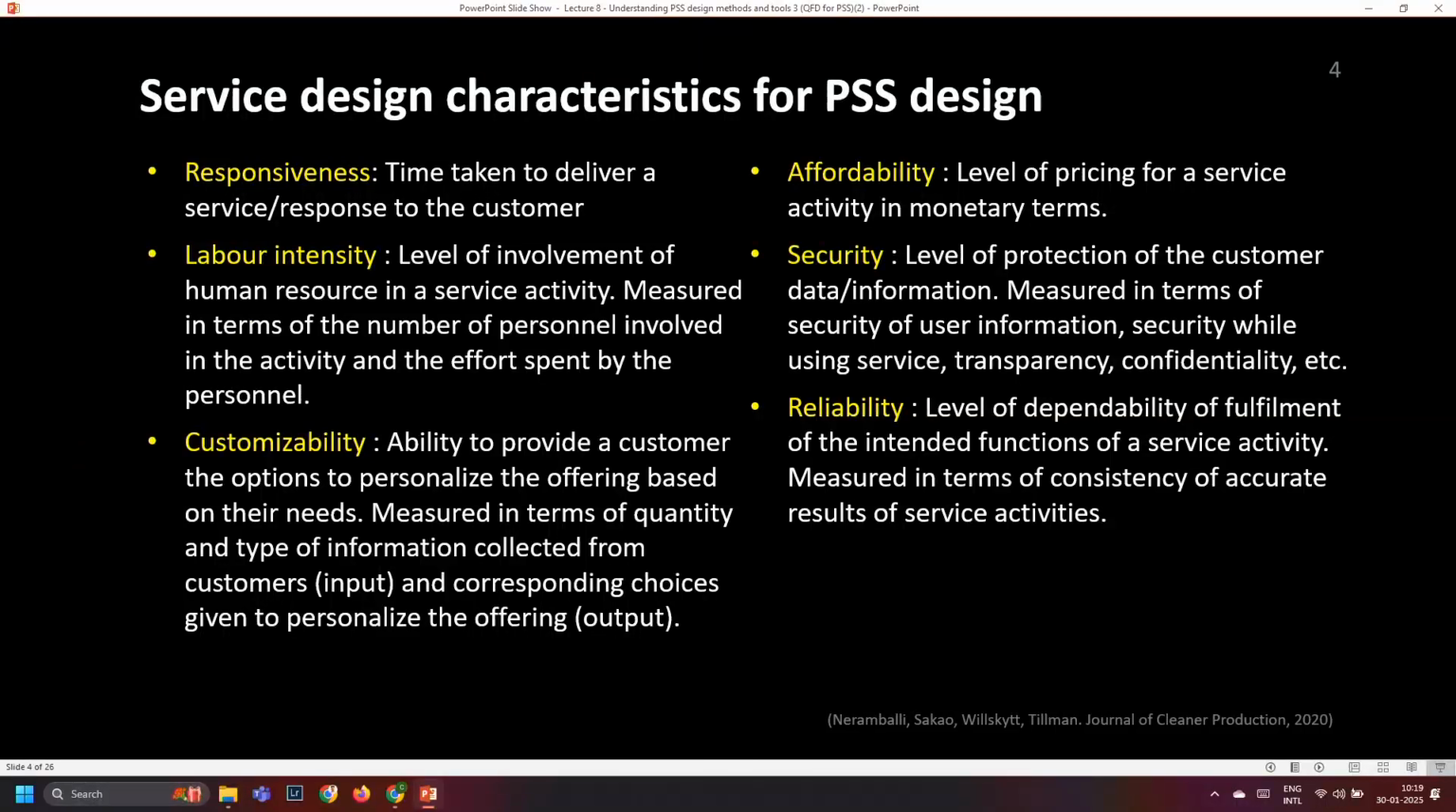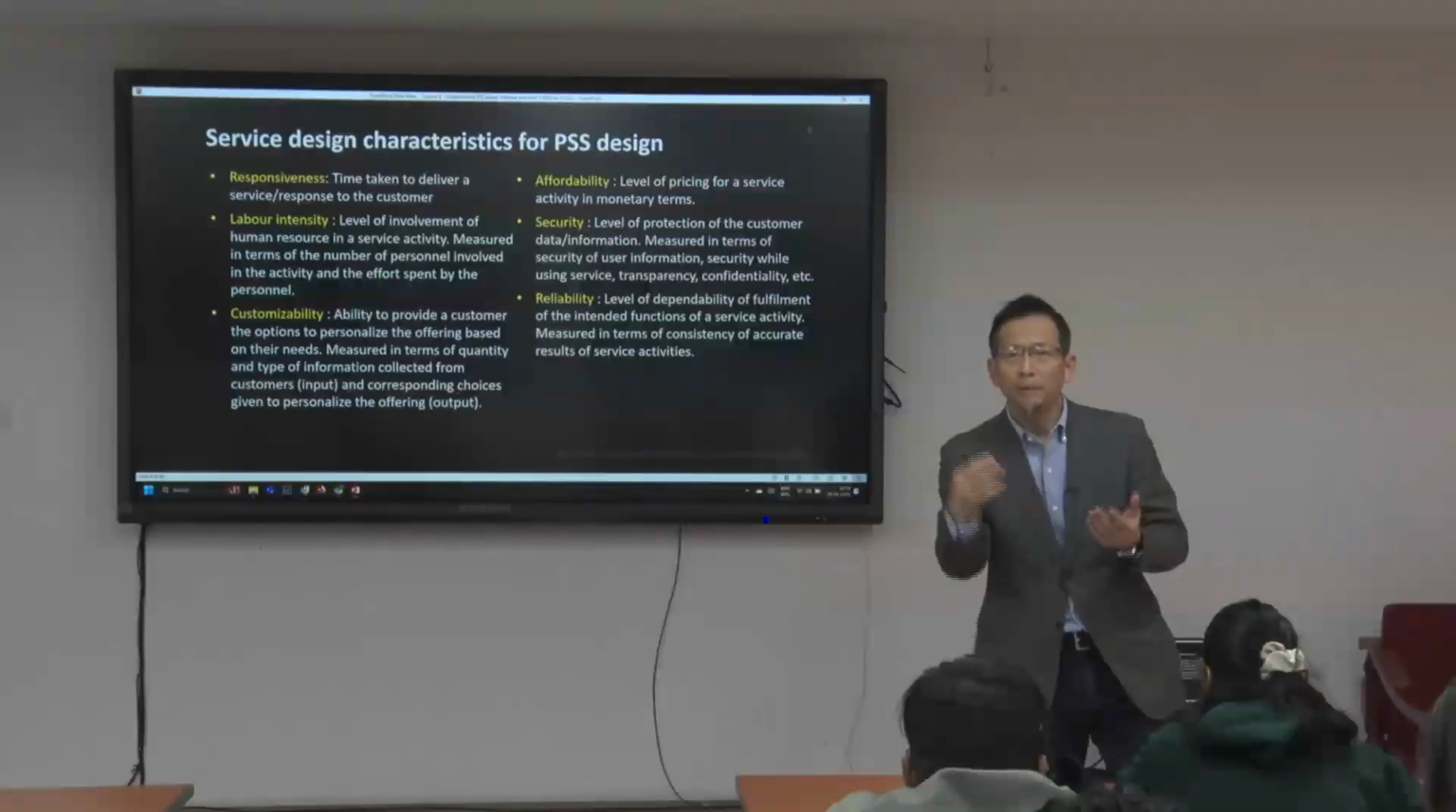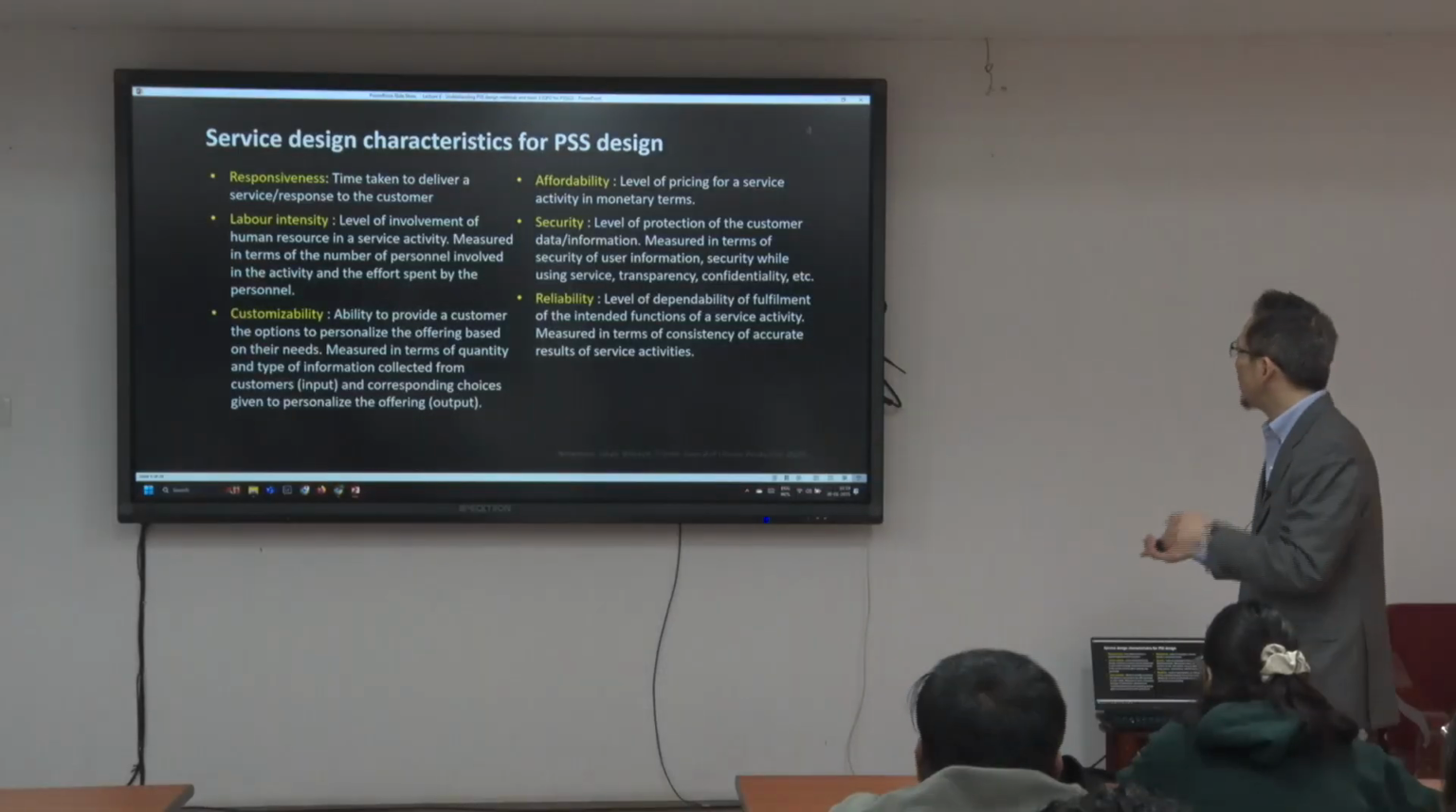Reliability: we already discussed the possible uncertainty and risk caused by the uncertainty, and the reliability can be set for the service at hand by different means. So that's what this means.